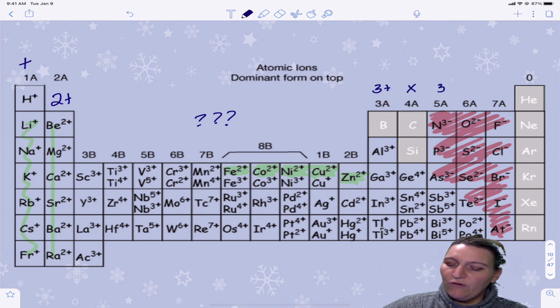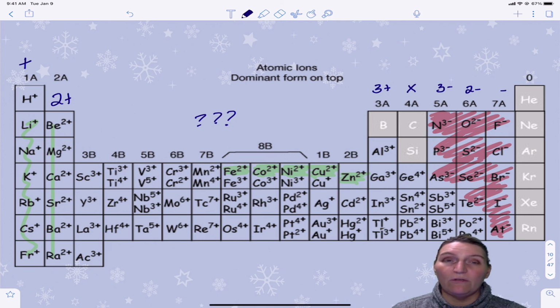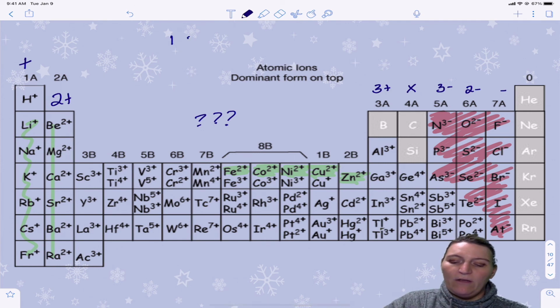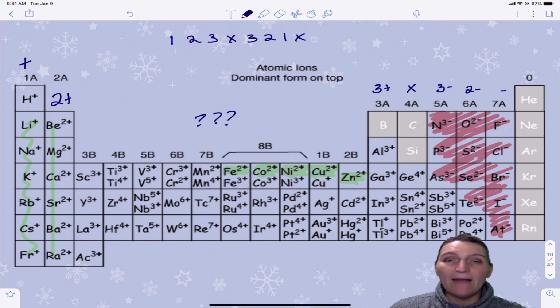Then we get to nitrogen's group, which forms 3- ions. Because they have 5, they need to gain 3. Oxygen's group is 2-, fluorine's group is 1-, and then of course the noble gases don't gain or lose electrons. So we think of the pattern. It's like 1, 2, 3, skip, 3, 2, 1, skip. If you remember that pattern, then you can tell the ions that will be made from the representative elements. And then the transition metals, we just need to know that they can make various ions, and we will learn how to tell which one it is a little later on in the video.